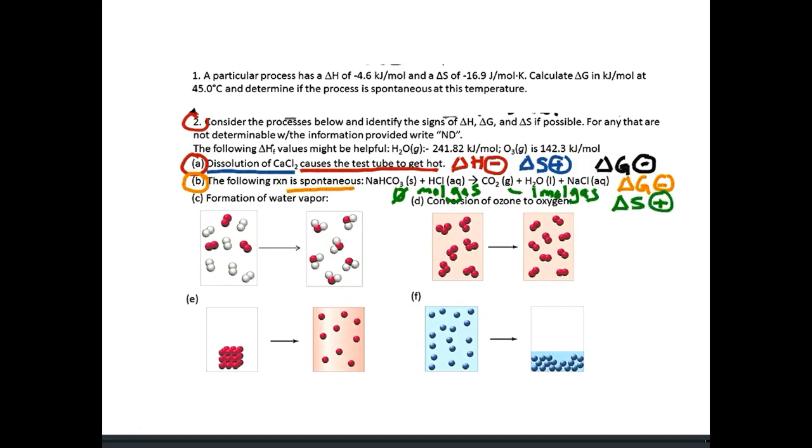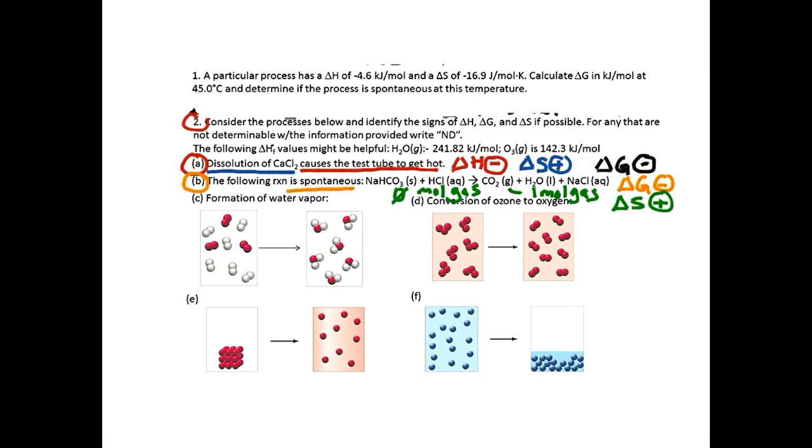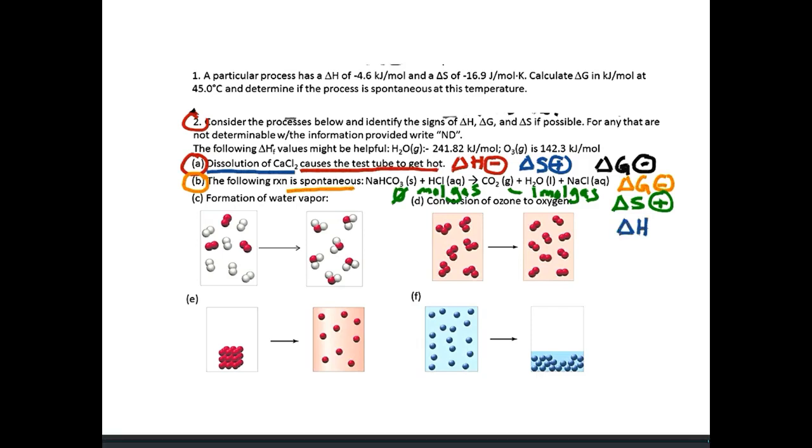Now, with a negative delta G and a positive delta S, you can't make any conclusions about the sign of delta H. We don't really have enough information to figure delta H out, so you would write that delta H is not determinable.